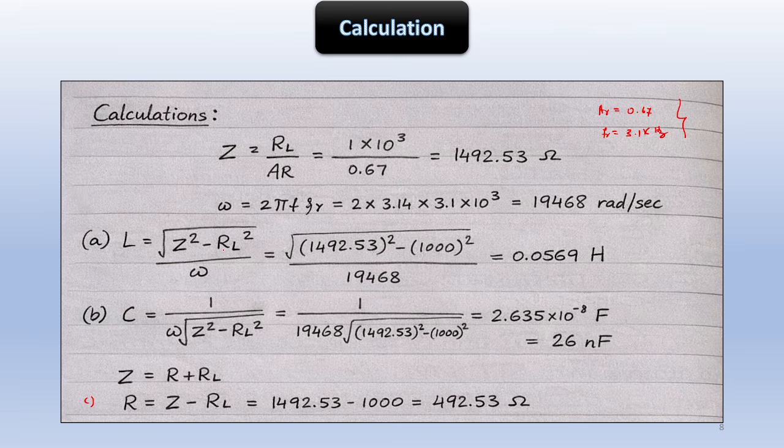Now inductor L is the square root of Z squared minus RL squared, divided by omega. Omega you will get from here: 2 pi FR is the formula. 2 into 3.142 into 3.1 into 10 power 3, that is, you have to convert kilohertz to hertz. And the capacitor also you can calculate. From the relation Z equals R plus RL, you have to calculate R. Z, the impedance, you will get from the calculation here, and RL from the instrument, it is 1 kilohertz. Now you can calculate the inductor, capacitor and resistor as well as the impedance value.